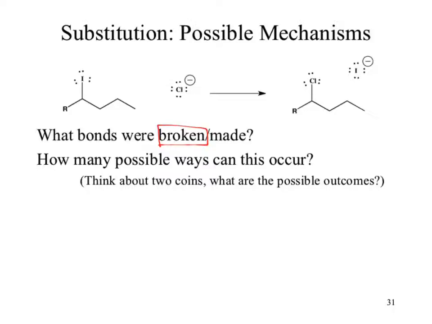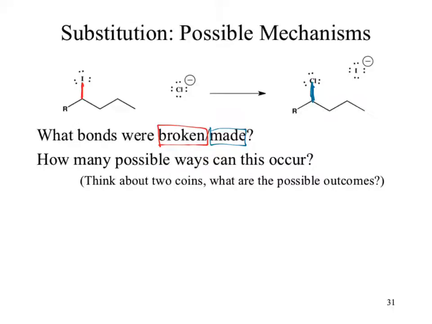Now you had a moment, Anthony, you want to jump in? We broke the C to the I bond. Somebody else want to jump in? What's that? Did you move the electrons from Cl over to create a new bond with the C? We made a new bond between the carbon and the chlorine.